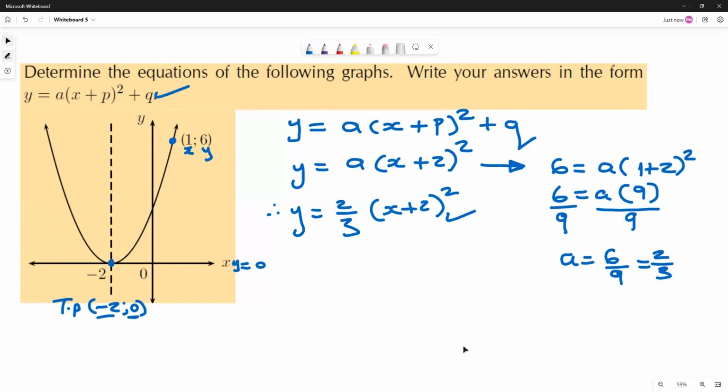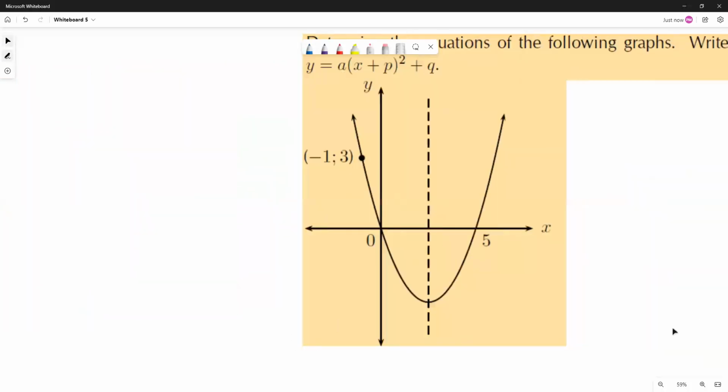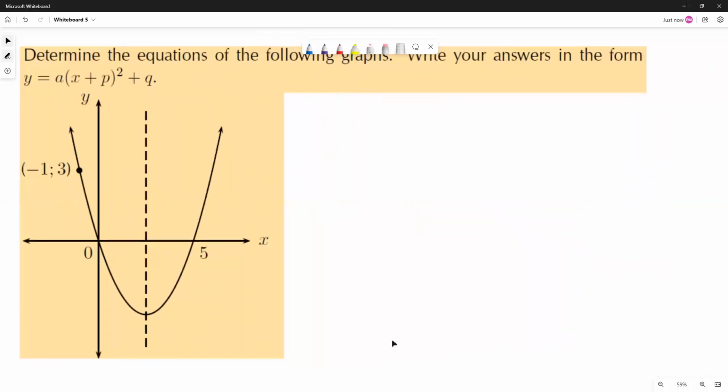Okay, number 3. Check number 3. Okay. Number 3, we're given the x-intercepts. We're also given a point. So we need to use the x-intercept form. So y equals a(x minus x1)(x minus x2), right? Then we want to substitute now.